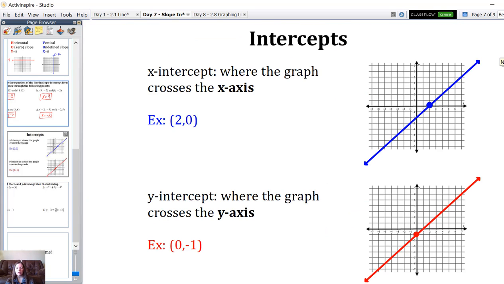Now we're going to talk about the X and Y intercepts of graphs. So the X intercept is where your graph is crossing the x-axis, and anywhere that we're along the x-axis, we don't go up or down any. That means our y value is always 0 when we're on the x-axis. If we're talking about the Y-intercept, that's the intersection on the y-axis, so that means our x value is always going to be 0.